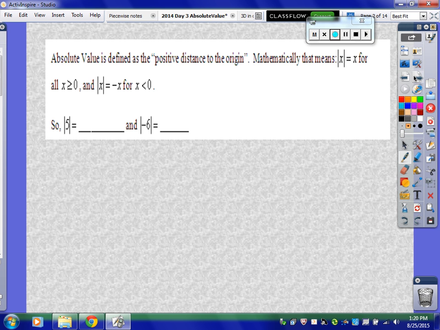It's a distance, that's why we always want to keep it positive. So the absolute value of 5: well, 5 is 5 units from 0, so that's why it's 5. Negative 6 is 6 units from 0, so that's why it's positive. Okay, it's a distance.